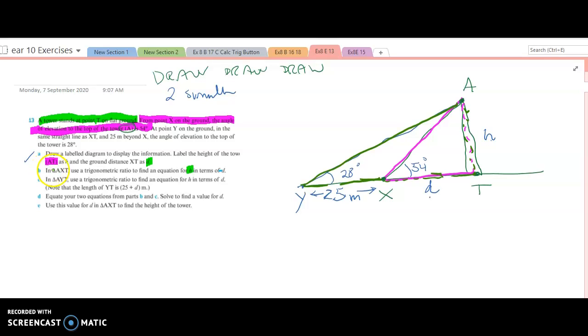So using triangle AXT. So there's AXT, triangle AXT. Let's draw that again.